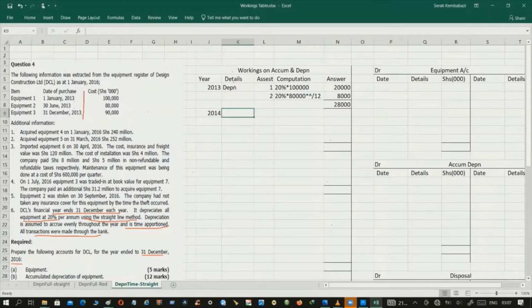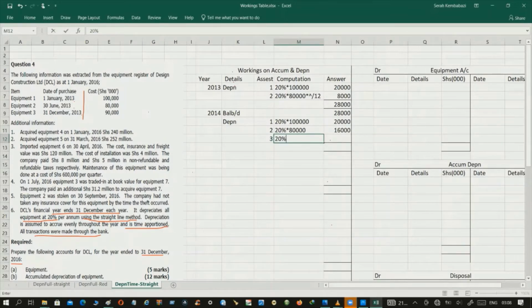In 2014, our opening balance will be that 28,000 we computed in 2013. And we'll again compute depreciation for all assets we've had in that financial year. We still have asset 1, so the 20k will not change. Then for asset 2, this time around, we'll accord it full year depreciation because we had the asset for the full year. So this time around it will be 16,000.